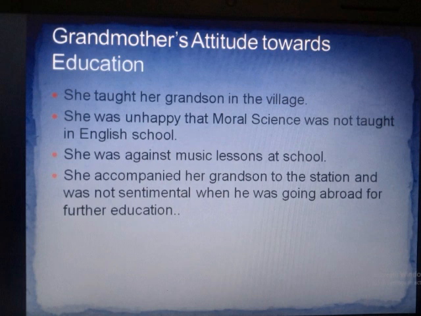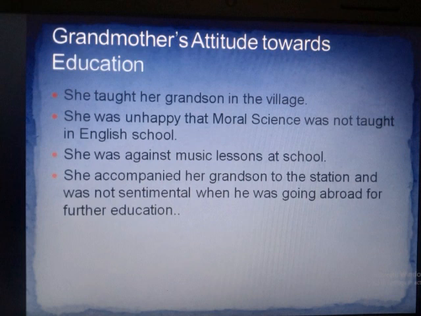When he was going abroad for further education, she was there to bid him goodbye at the station. She did not show sentiments as the grandson had thought, but she was there to kiss him and bid him goodbye and welcomed him back when he came back.